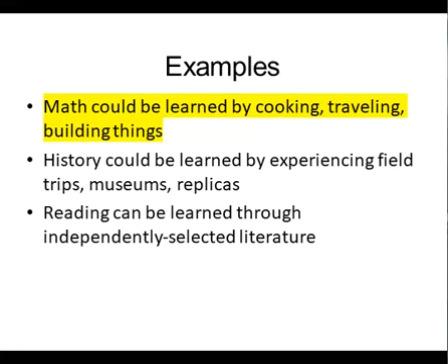So here are some examples just to clarify. Math could be learned by cooking, traveling, or building things. Obviously, if you've ever cooked, you have to use measuring cups. There are things sometimes you have to convert. Traveling, miles to kilometers. Building things, obviously, you'll have to understand a lot of calculations in order to accomplish these tasks. History could be learned by experiencing field trips, going to museums. Reading can be learned through independently selected literature. So these are ways in which we learn by doing normal everyday things. So it's not segmented like in a certain class. So we don't isolate math, where we don't understand how math can actually be used. By doing it this way, how do I use this becomes quite obvious.